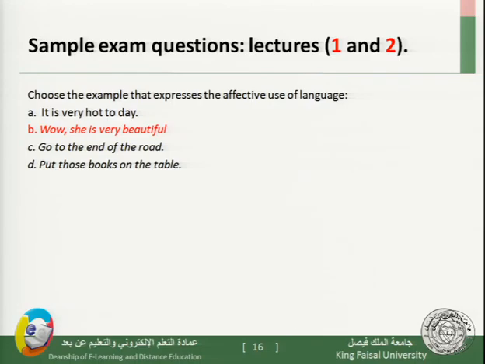Choose the example that expresses affective use of language. It is very hot today. Wow, she is very beautiful. Go to the end of the road, put those books on the table. So you need to decide which of these examples shows that it is used affectively. Of course, example number 2, number B. Wow, she is very beautiful. Why? Because it expresses feelings. It shows that the person is excited. He's telling us his attitude. So affective language is a language we can use to show our feelings, to show our attitude about something or somebody.